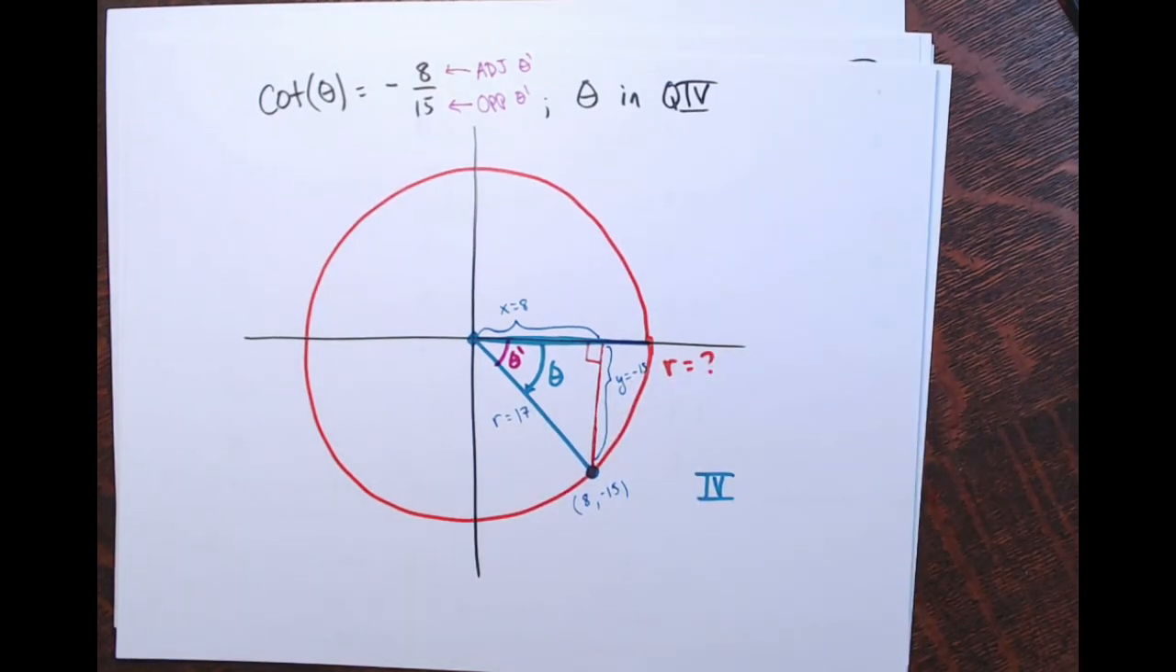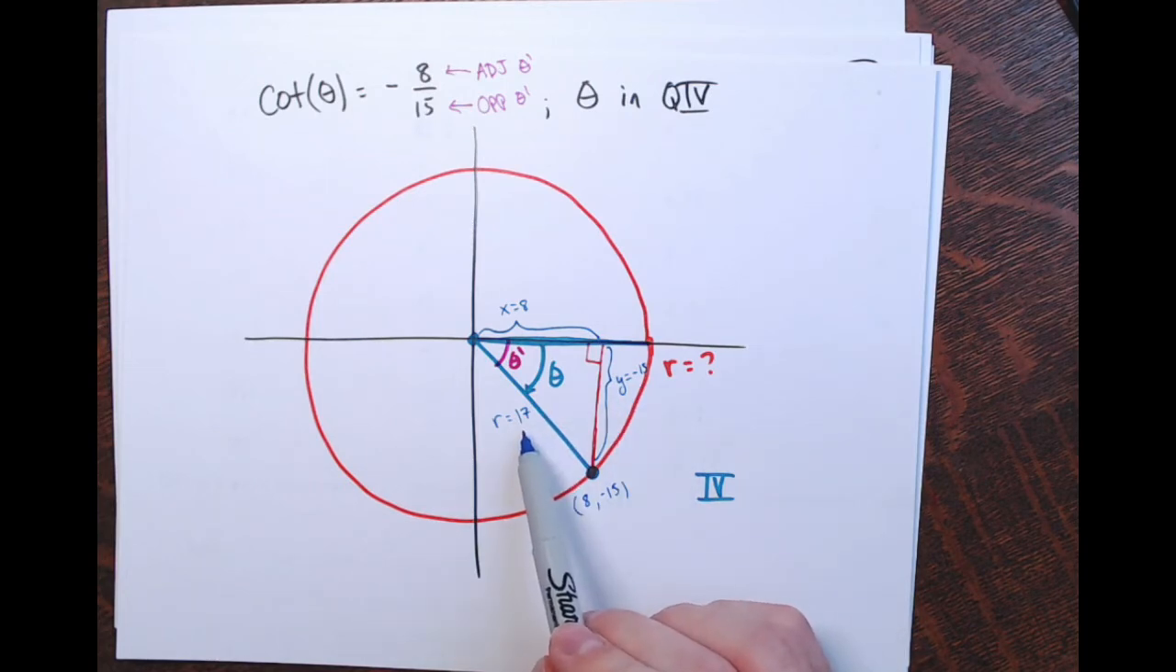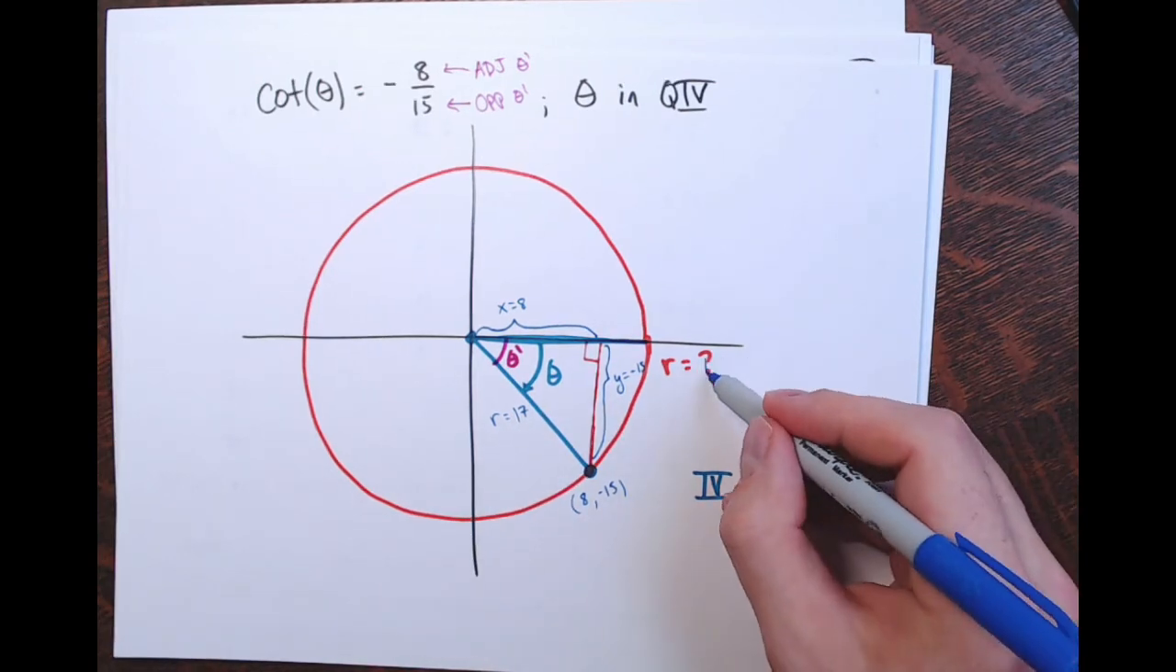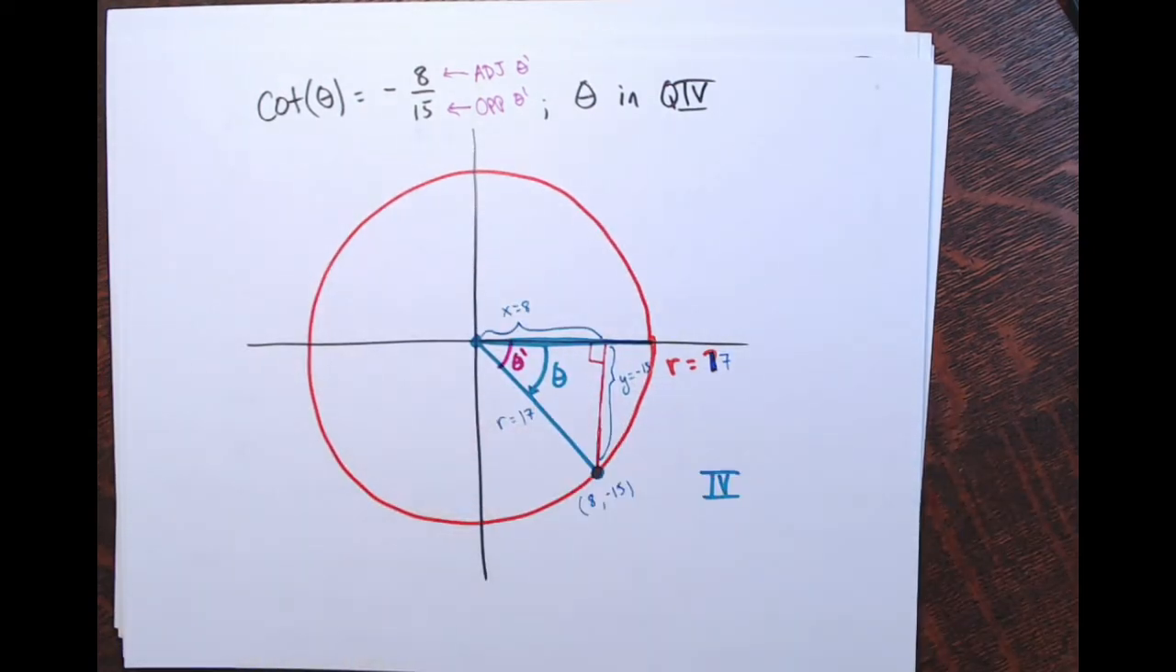Right, because 64 plus 225 is, we've seen this, 289, and the square root of 289 is 17. So this is another circle with a radius of 17 units that I've drawn here. All right, so I've got the x and y coordinate of the point on the circle. I've got the radius of the circle. I can find all this stuff.